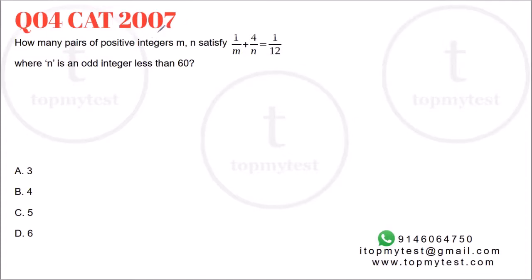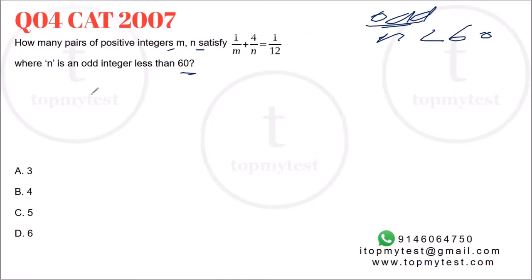This is from a slightly older CAT 2007. It says how many pairs of positive integers m and n satisfy this, where n is an odd integer less than 60. So we already have an upper bound for n. That will be a good place to work. n has to be less than 60 and it is an odd integer. So we'll try to find a lower bound for n and get the job done.